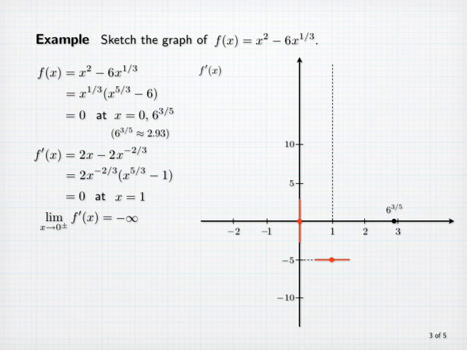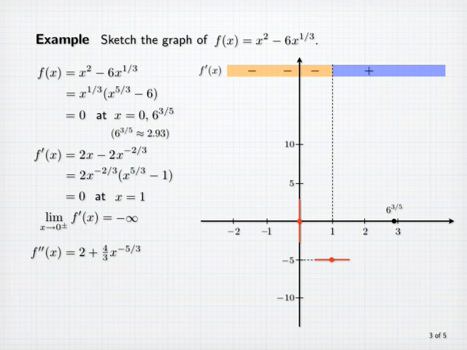If x is less than 0, then f prime of x is negative. It's also negative between 0 and 1. If x is greater than 1, then f prime of x is positive. Now let's compute the second derivative.